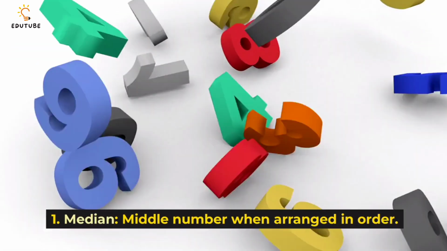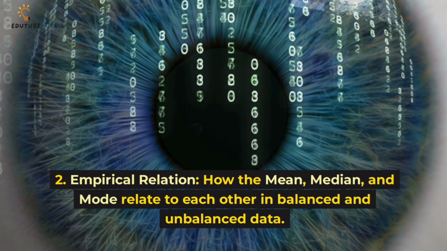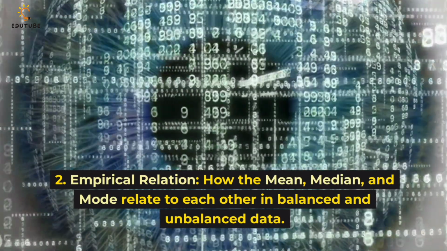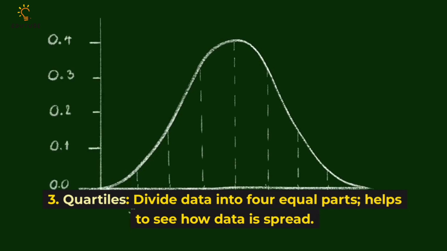Quick revision. 1. Median, middle number when arranged in order. 2. Empirical relation, how the mean, median, and mode relate to each other in balanced and unbalanced data. 3. Quartiles, divide data into 4 equal parts, helps to see how data is spread.